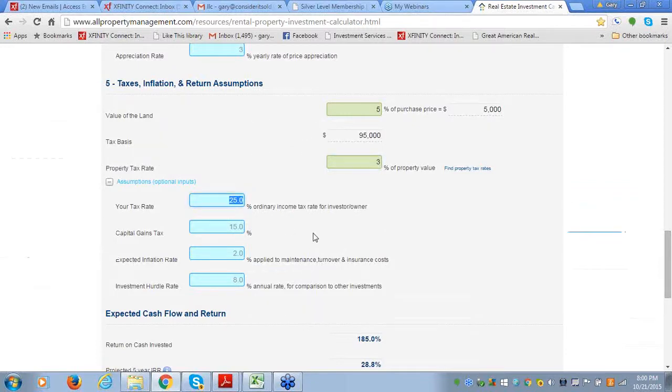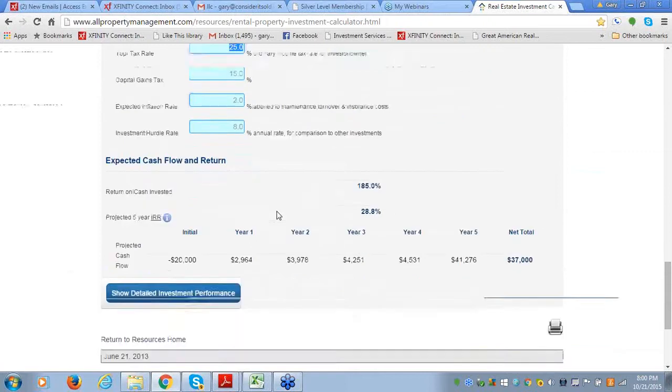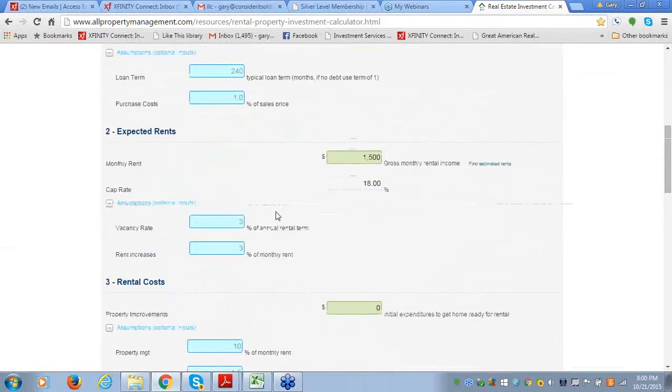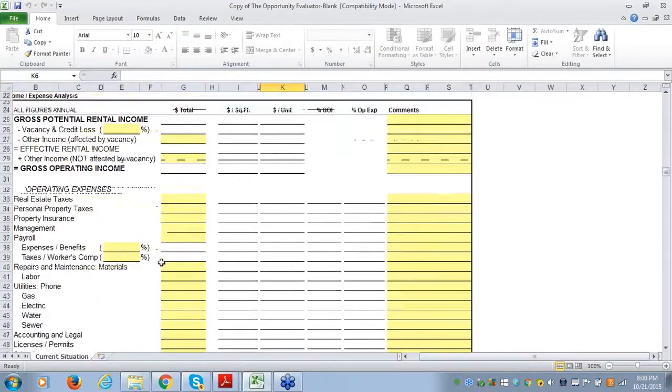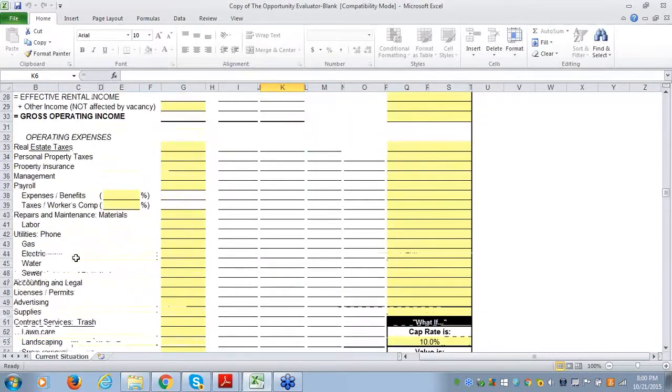All right. Now, we're filling in all these fields. Eventually, what we're going to come up with down here is a return on investment, okay? We're going to get all the returns. So we got all of our fields filled in, all right? Now, if you think about it, when you compare this to the opportunity evaluator, which is down here, I like this myself personally because I get all of these expense categories that I can fill in.